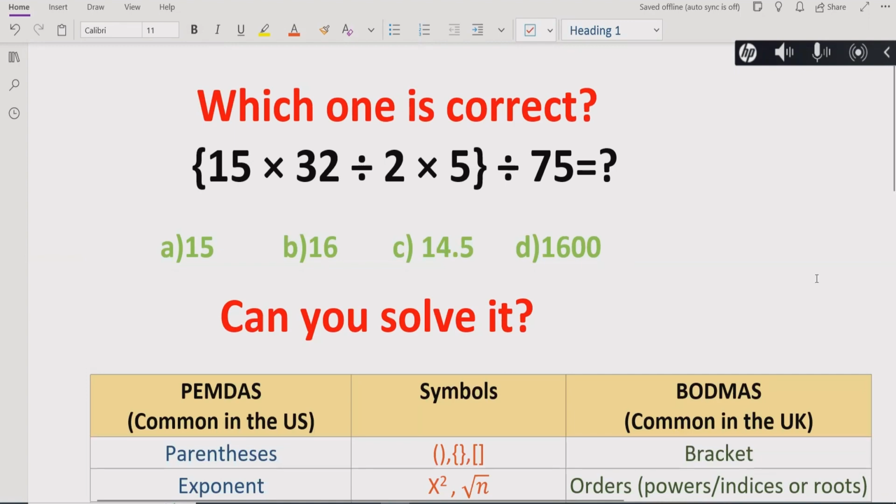Today we will learn about another quiz which is also related to the PEMDAS and BODMAS method. Here we have an expression which contains multiplication and division signs, with some numbers multiplying and dividing each other. We have to simplify this expression and find out which answer is correct. Here we have the four answers: 15, 16, 14.5 and 1600. So let's see what the correct answer will be.